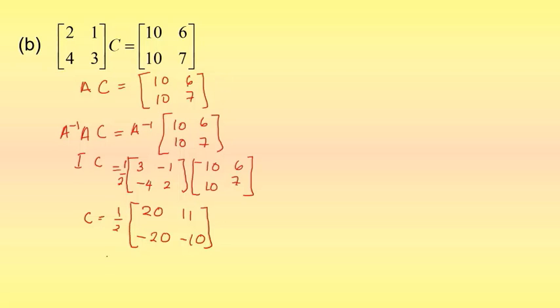Okay, next. Okay, just multiply with the scalar. So we have 10, 11 over 2, negative 10, negative 5. This is the answer of matrix C.